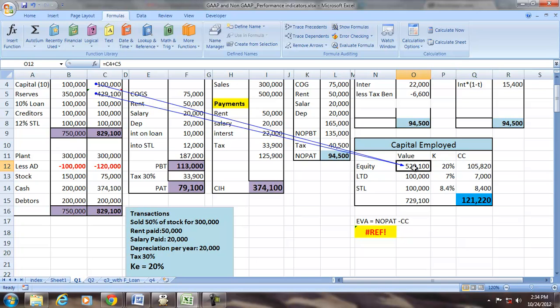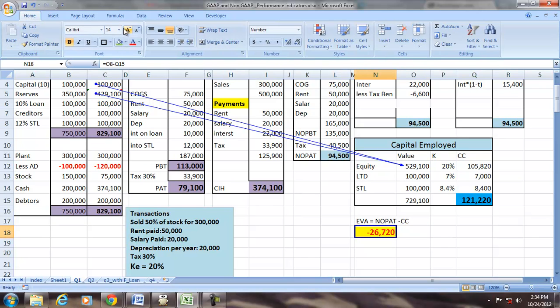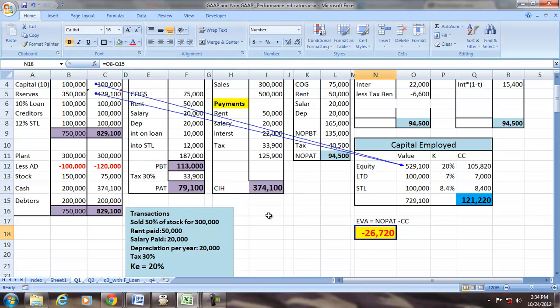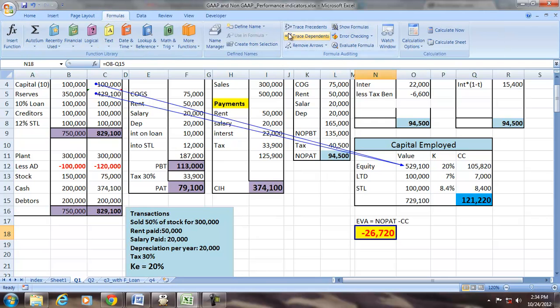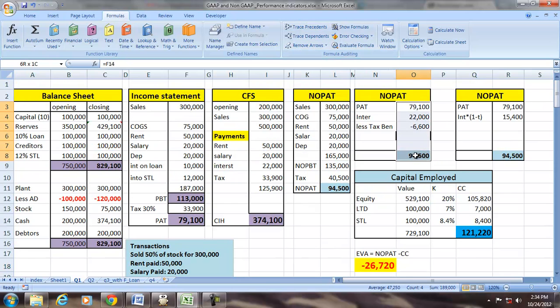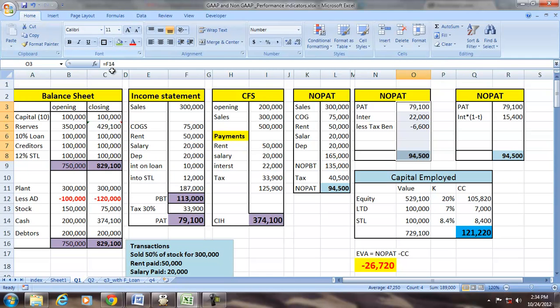Now, when you multiply the cost with the amount, you get the capital charge. So the capital charge, the summation, is 121,220. So now we can find the EVA. EVA is equal to 94,500 minus 121,200. So EVA is negative. So you can see that the profit is positive, whereas the company is not able to generate sufficient NOPAT to meet the cost of capital.